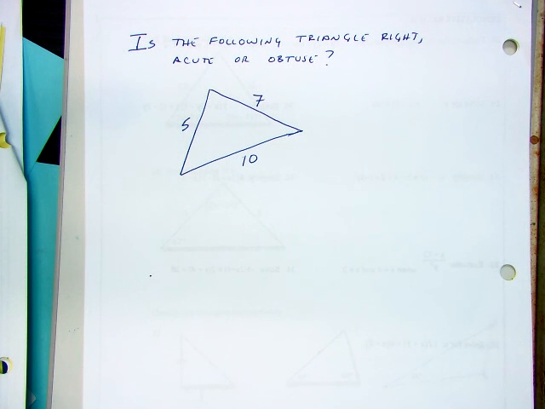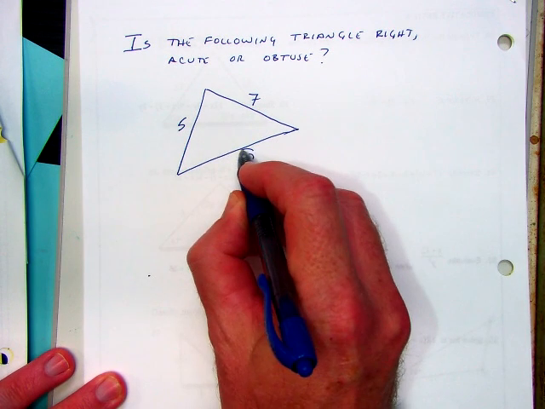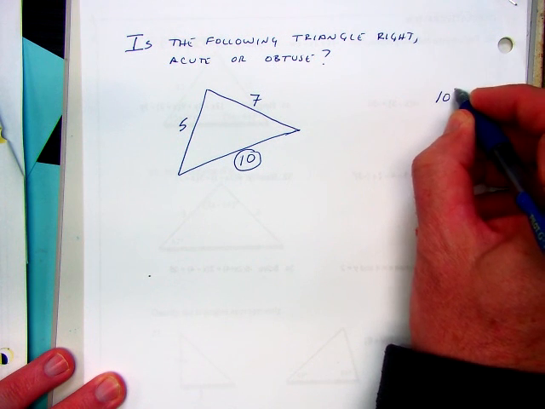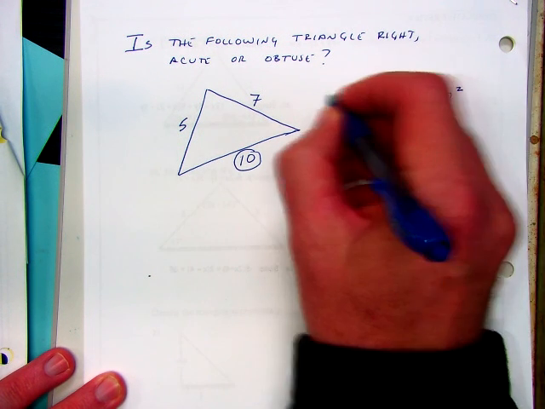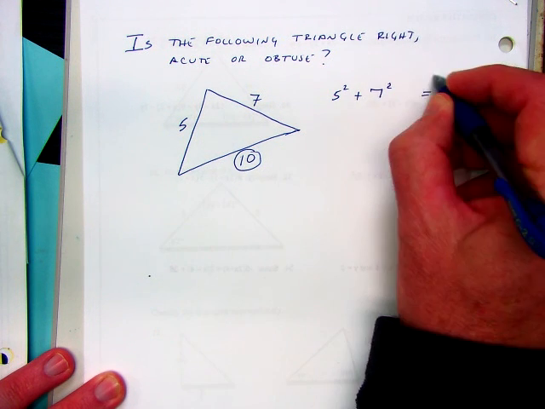Well, I'm still going to test it using Pythagorean. So I'm going to look at it and say, well, my longest side is 10. So we're going to assume that's our hypotenuse, the one that goes by itself, and then my other two are my legs. So I'm going to do 5 squared plus 7 squared. And I want to know, does that equal 10 squared?